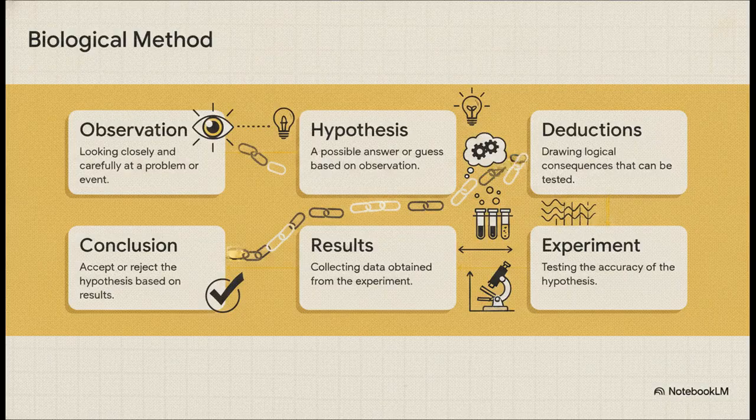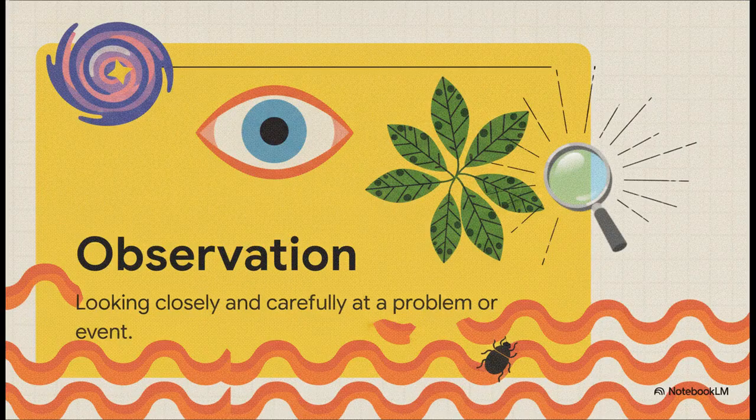Let's break them down. Stage 1 is observation, which is simply looking closely and carefully at a problem or event. Every great scientific discovery literally starts right here. Imagine you're in your garden and you notice that a certain group of plants is suddenly wilting while the others are perfectly fine. Well, that careful observation is exactly what kicks off the entire biological method.